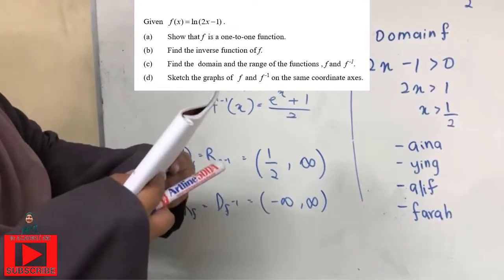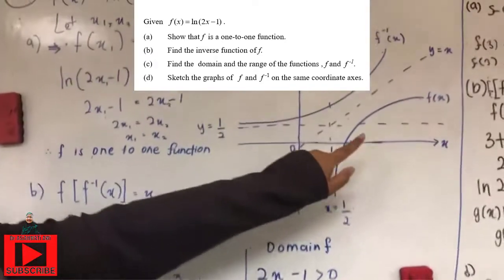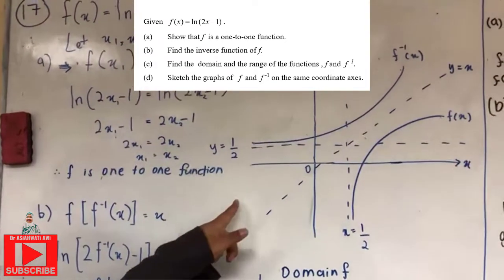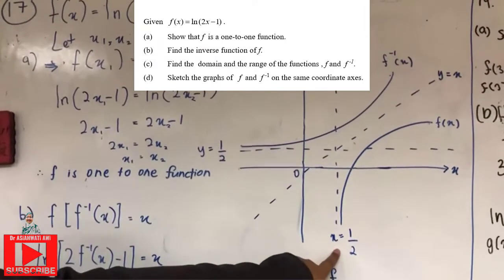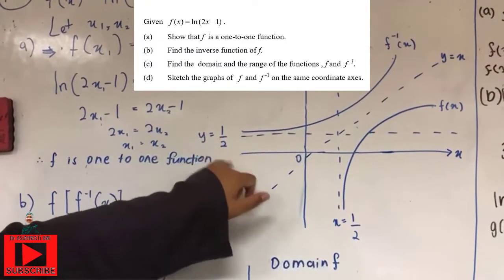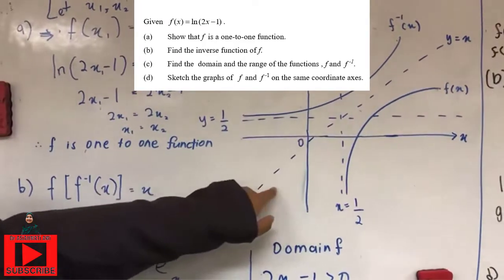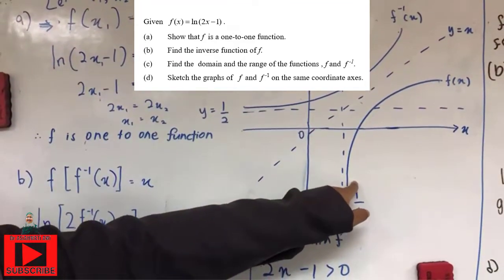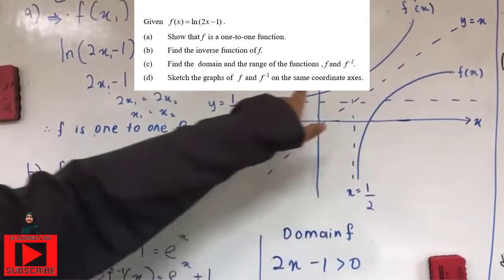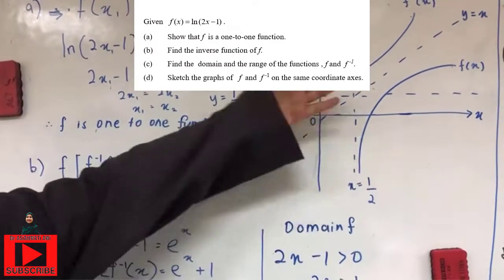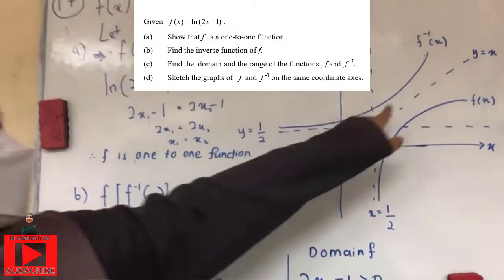So D, disuruh sketch graph of f and inverse f. So kita plot x equals to 1/2, y equals to 1/2. Lepas tu kita plot dia punya y equals to x punya line. Then kita plot graph untuk f macam ni. Untuk inverse f just macam reflection. So kita start sini sampai sini.